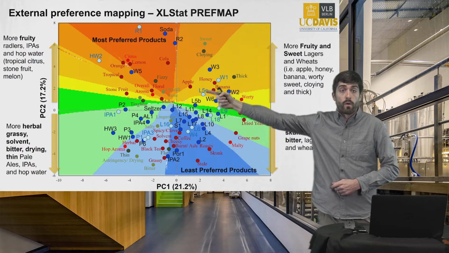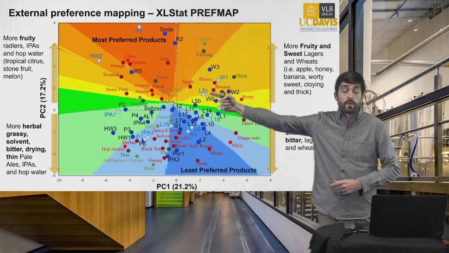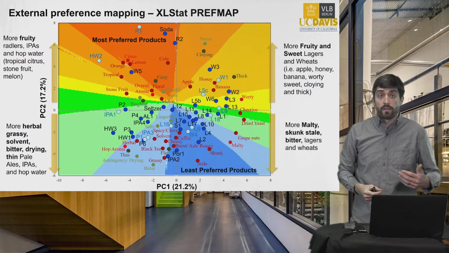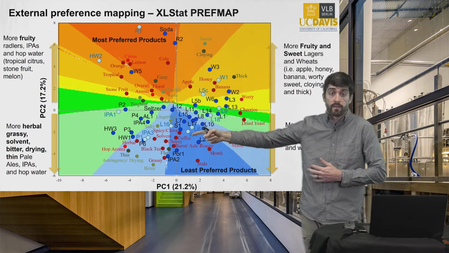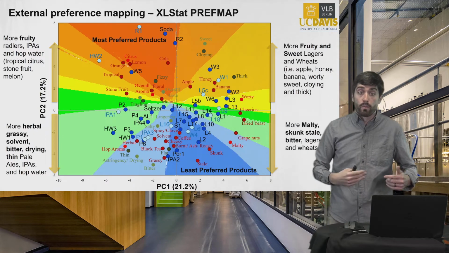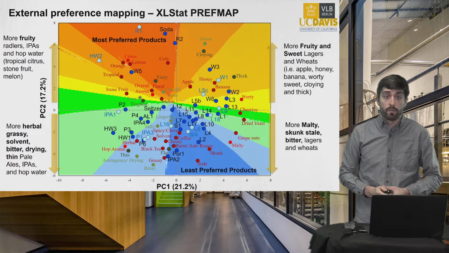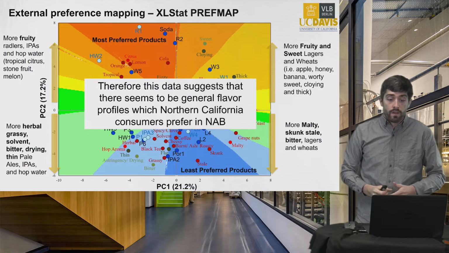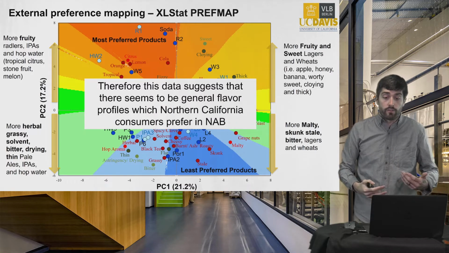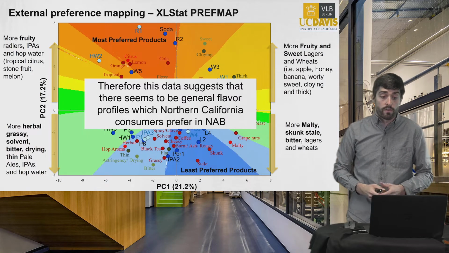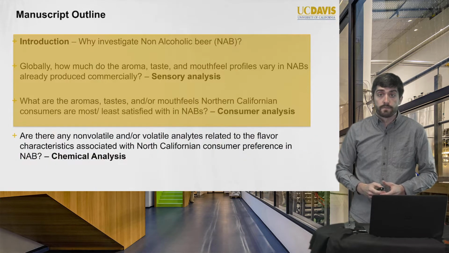And then going now over into the top left, we see that the most preferred products were the Radlers, IPAs, and hop waters that had tropical or citrus characters. But there were IPAs down here in this bottom left that were more herbal, grassy, solvent, bitter, and drying that were least preferred by consumers. So this data just suggests that there are general flavor profiles that Northern California consumers are preferring or not preferring.